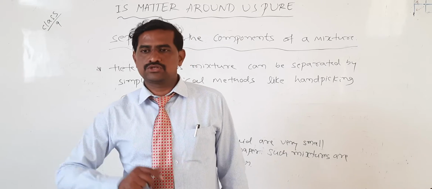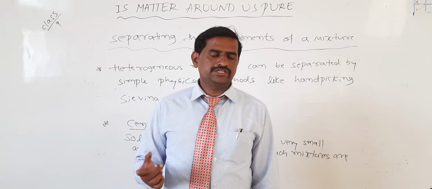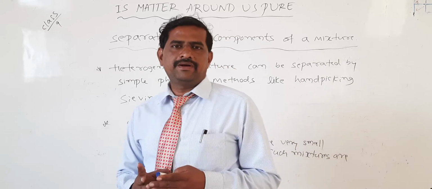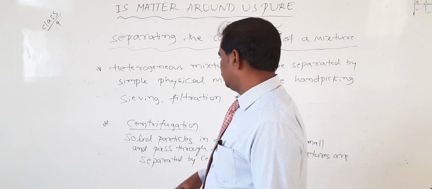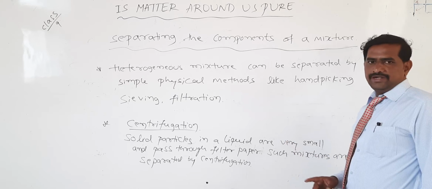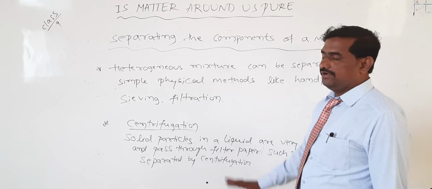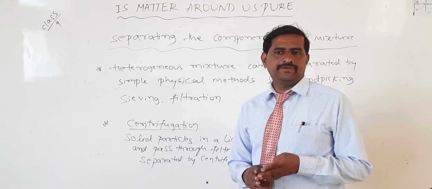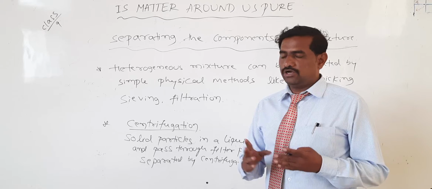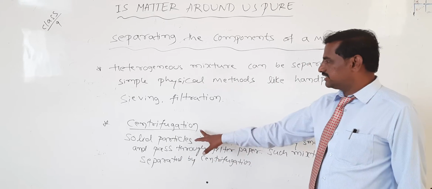There is one process called centrifugation. Centrifugation is how we can separate the suspended particles in mixtures, such as solid particles in a liquid. When the solid particles are very small and pass through the filter paper, the filtration method will not apply here. Then there is one method, called centrifugation.